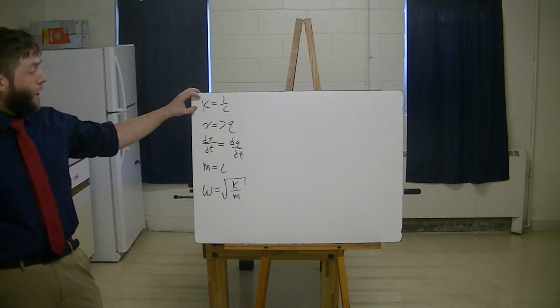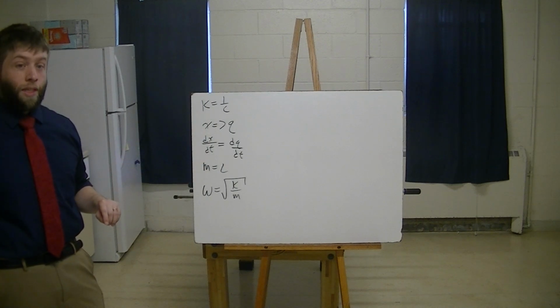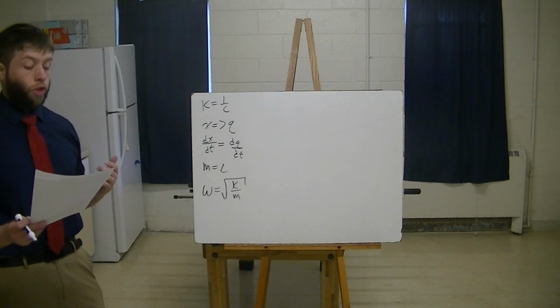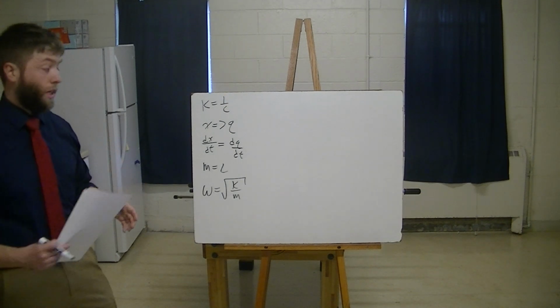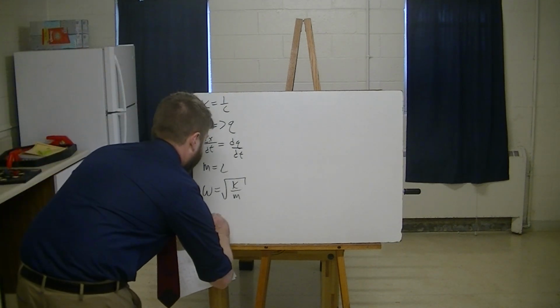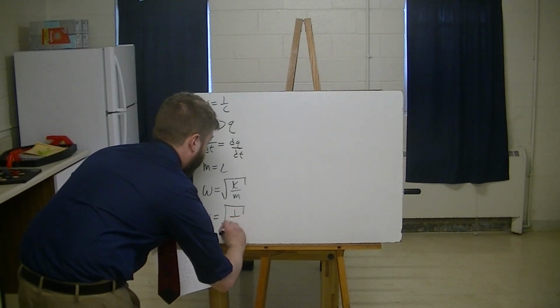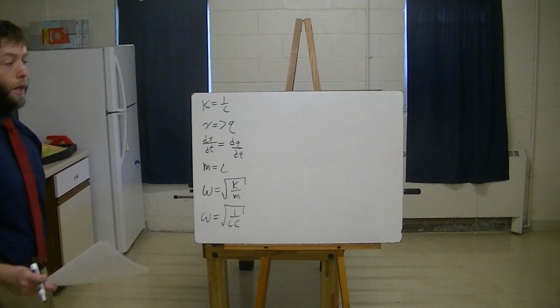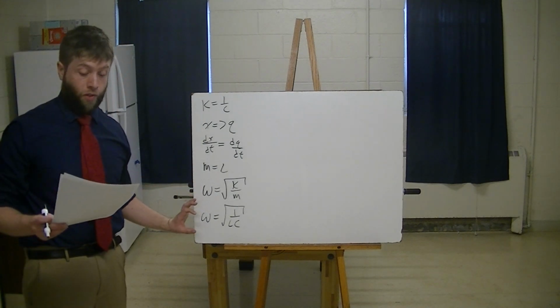Now, since the spring constant is basically going to be 1 over C, and the mass is going to be the inductor, I'm now going to create an angular frequency for this LC circuit. So the angular frequency of my LC circuit is going to be the square root of 1 over LC. Okay? This was for the spring block system. This is for our LC circuit.